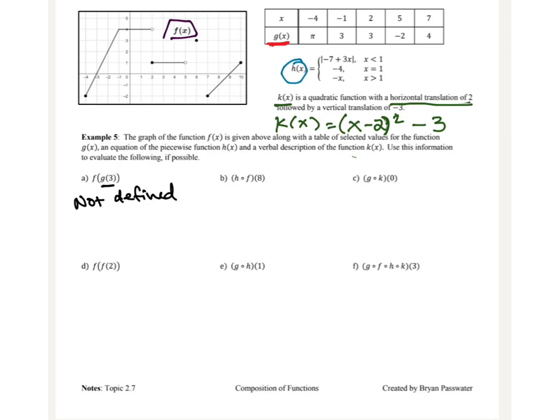So f of g of 3 doesn't exist. G of 3 doesn't exist. That's why it said if possible. You go and define points. All right. The next we've got h of f of 8.